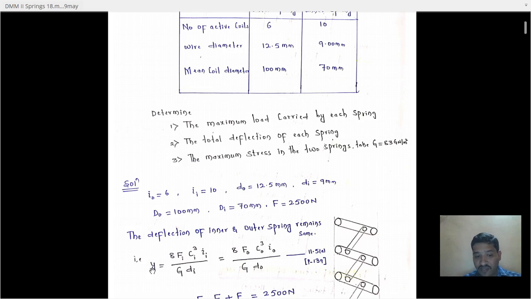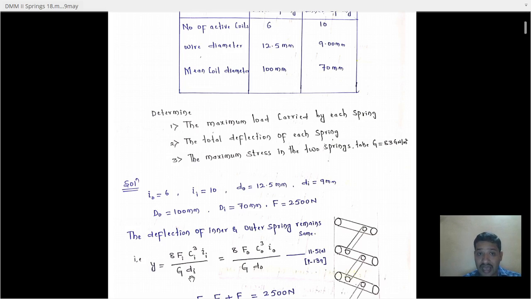So Y, the deflection, equals 8, which is the constant, times Fi, which is nothing but the internal force acting on a coil, times Ci cubed, where Ci indicates the spring index of the inner active coils, and Ii indicates the number of active coils of the inner spring, divided by G, which indicates the modulus of rigidity of the material, and Di, which is the wire diameter of the spring.